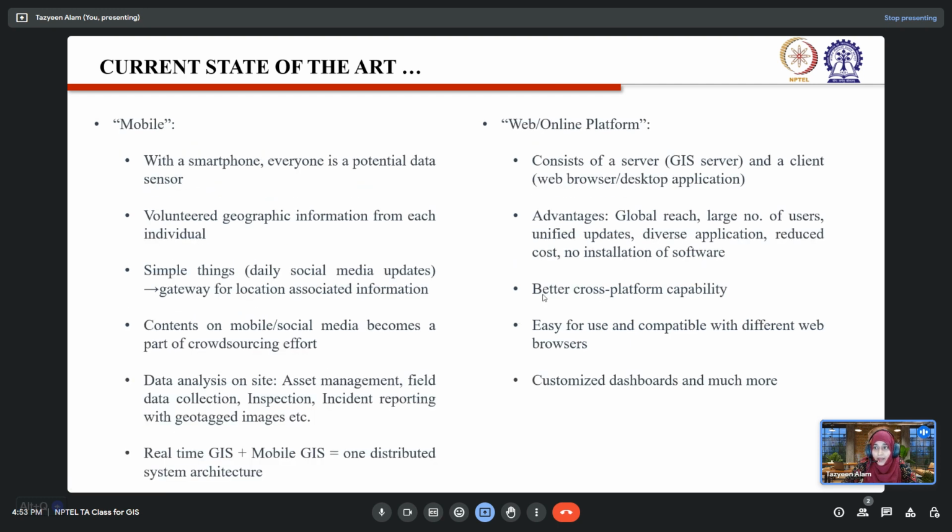Next, we have mobile and online platforms. So if you are considering mobile, with a smartphone you can do a lot.